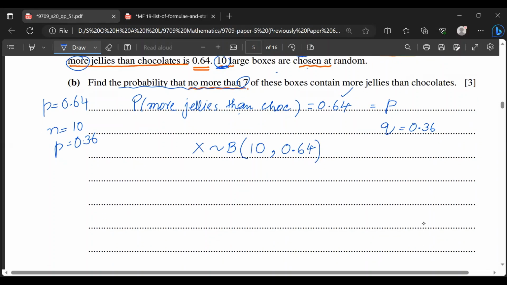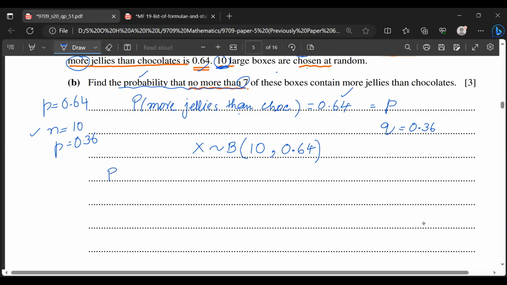So after identifying N, the fixed number of trials, because out of 10 we are looking for the probability that no more than 7 of these boxes. So all the conditions are satisfied for the binomial distribution. The conditions are that there must be a fixed number of trials, the trials must be independent, there are only two outcomes, success or failure, and the probability is constant throughout for each trial. So 0.64 is the constant probability that any randomly chosen box contains more jellies than chocolates.